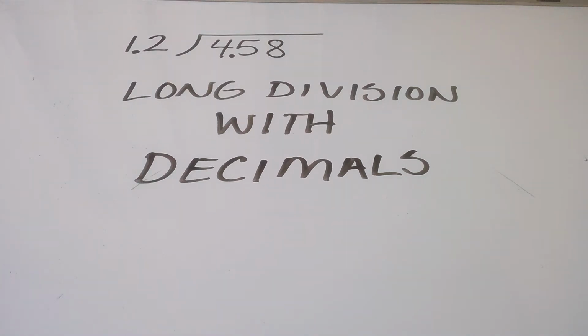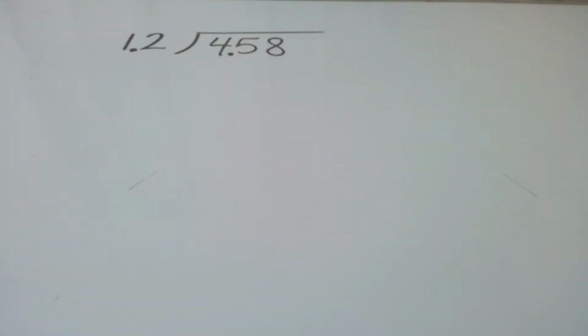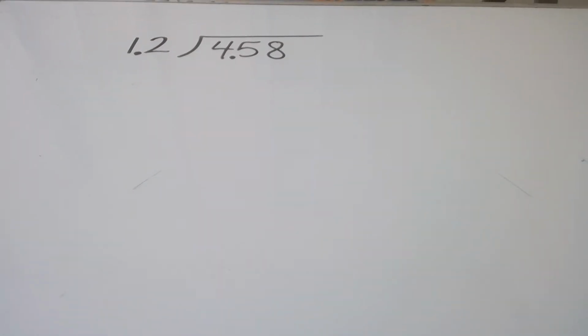Hi, fifth grade. Now we're going to review long division with decimals. Let's begin. Here we have a problem: 4 and 58 hundredths divided by 1 and 2 tenths.